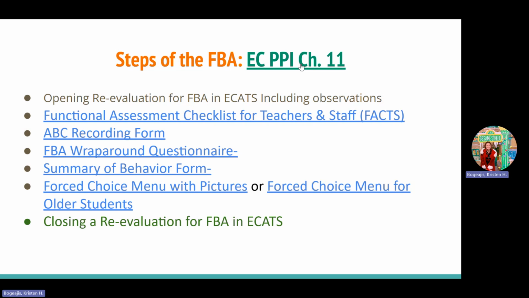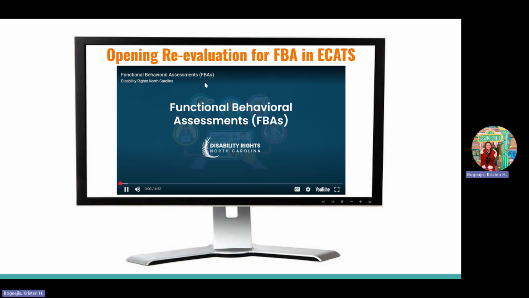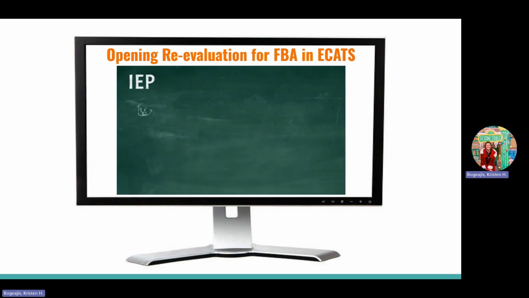When you're finished with all of these steps, you are then going to close the reevaluation for the FBA in ECATS and move on into creating your BIP, your behavior intervention plan. All right, let's get started. So the very first thing that you're going to do is open a reevaluation for an FBA in ECATS.